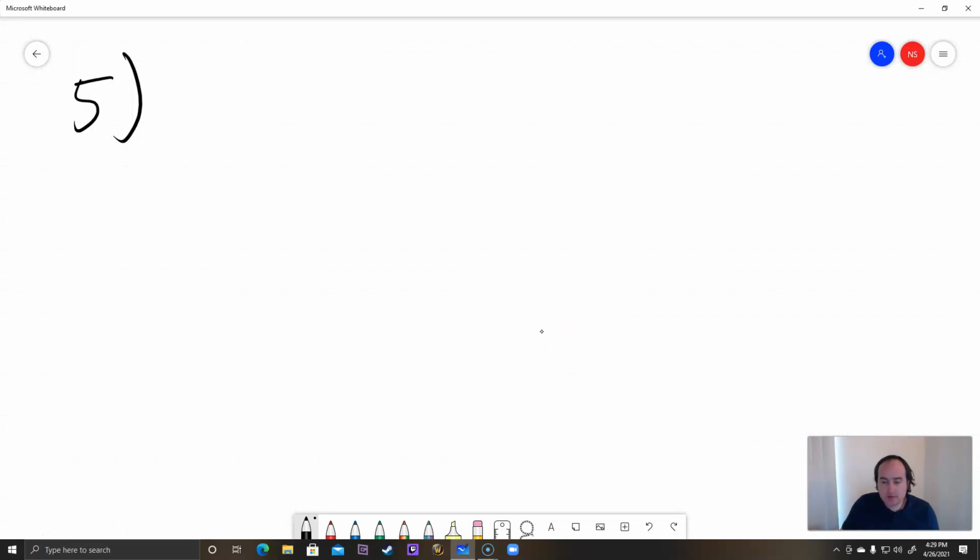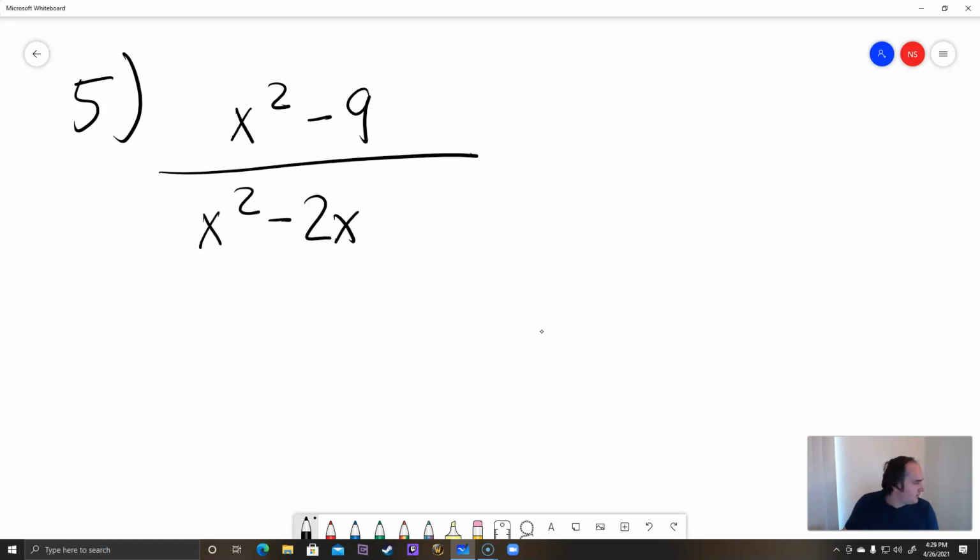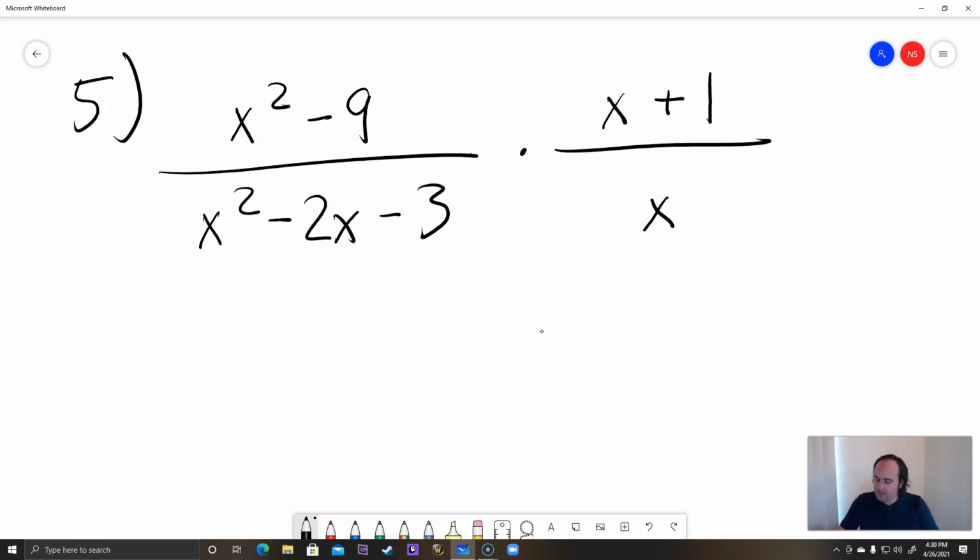For this one, we have two fractions multiplied together as usual. The first fraction is x squared minus 9 all over x squared minus 2x minus 3. And then this is times the second fraction, x plus 1 all over x. So we have two fractions multiplied together: (x squared minus 9) over (x squared minus 2x minus 3) times (x plus 1) over x.